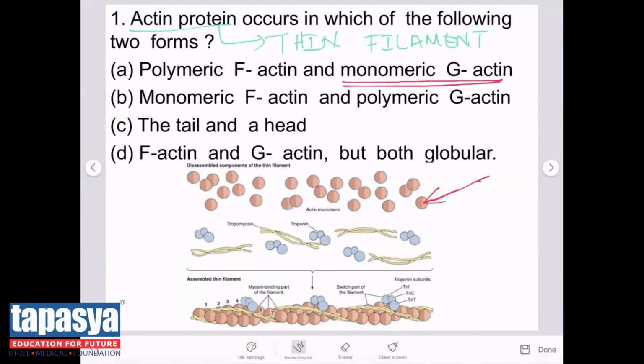You can find them, they are all separated from each other. But when it forms a polymer, what do you mean by polymer? They all join together. If you observe, it says disassembled components of thin filament here, and what you find below that is an assembled filament. When it forms an assembled filament, it is going to form polymerized F-actin. If it is separate, it is going to form monomeric G-actin.